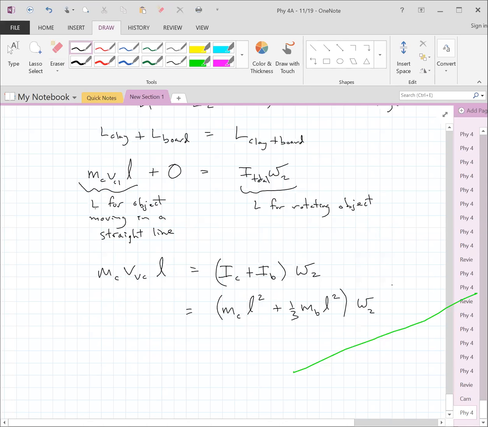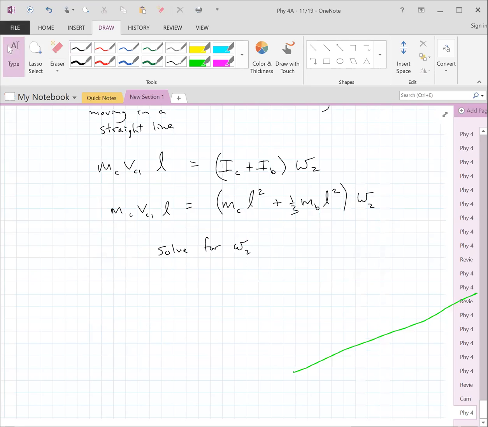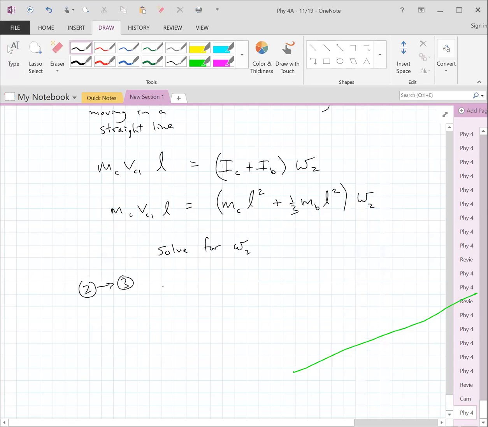That's not squared, omega 2. And we know everything. We know everything here except for omega 2. Now we can solve for omega. So now we know the omega, how fast it's moving, the split second after the collision. And then we can go from 2 to 3 using energy.